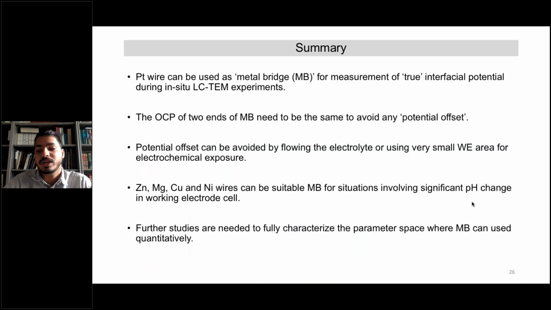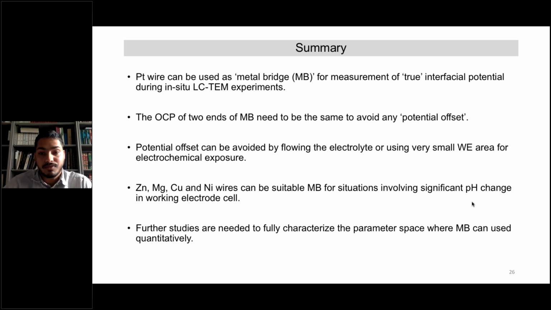Okay, so a quick summary of the talk. You can use the platinum pseudo reference electrode as your metal bridge, and use a true reference electrode outside your TEM cell. That will work really well. But yes, you need to worry about the potential offset because of chemistry change in your liquid cell.